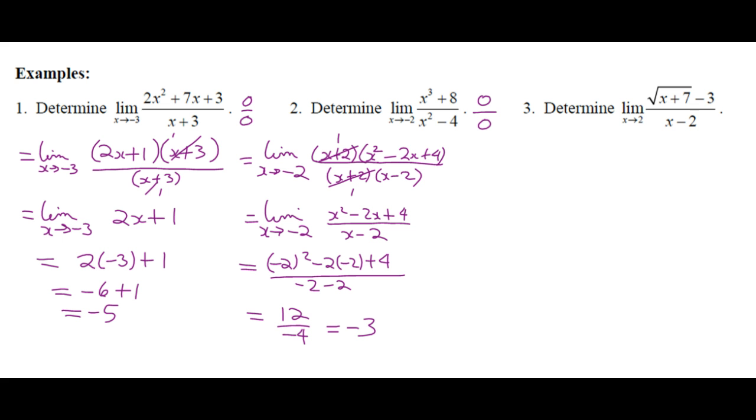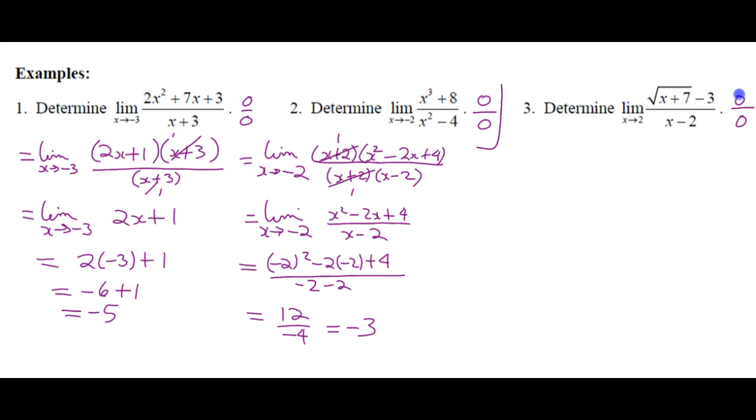Determine the limit as x approaches 2. Okay, so you put a 2 in there. You get 2 plus 7 is 9. √9 is 3, minus 3 is 0. And 2 in here, 0. Okay, we got 0 over 0, so there will be a limit. Now, all we can do here is rationalize the numerator. The only thing you can do here. You can't factor that. That's not factorable.